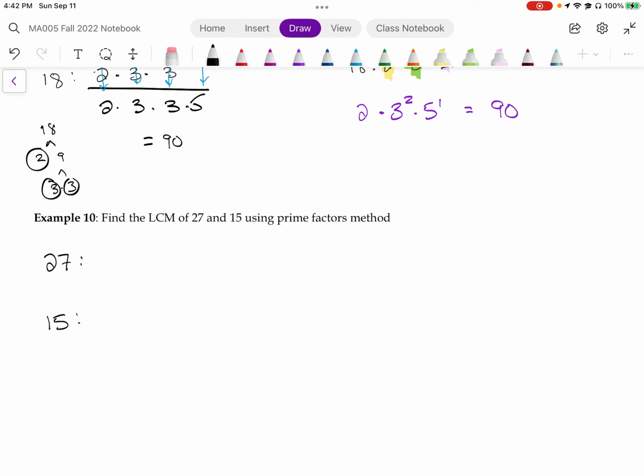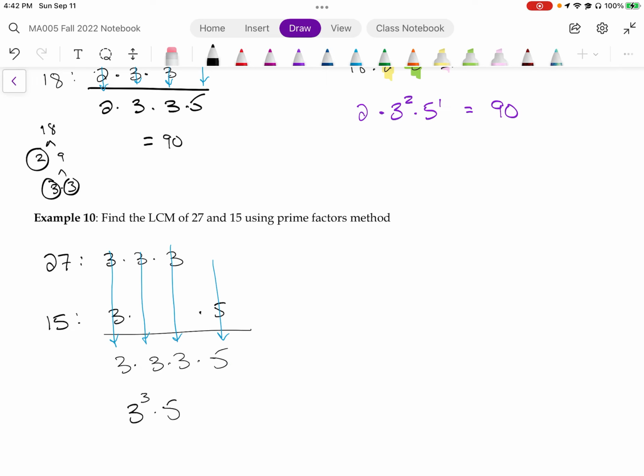All right, so 27 and 15. 27 is 3 times 3 times 3. 15 is 3 times 5. So I'm going to go 3 times 3 times 3. I don't have to worry about the 2's. And 15 is 3 times, well, I don't have another 3, so I'm going to bring it over here and make it a 5. So I'm going to do the arrow method here. Bring those down, bring that one down, bring that one down, and bring the 5's down. And I get 3 times 3 times 3 times 5, or 3 cubed times 5, which is 135.